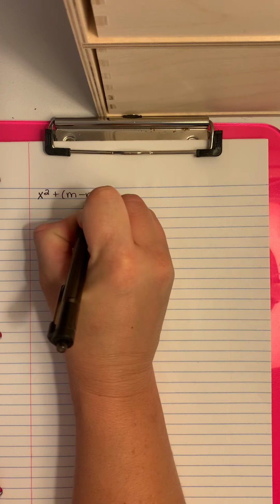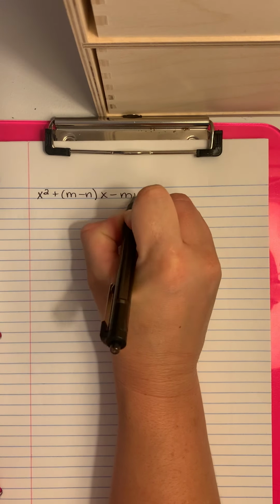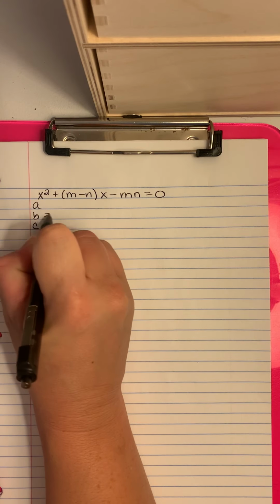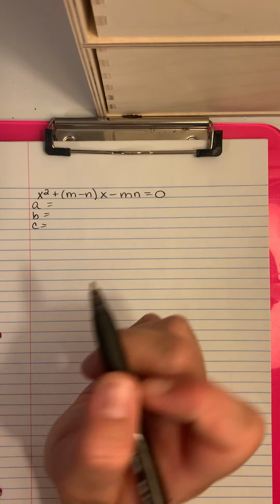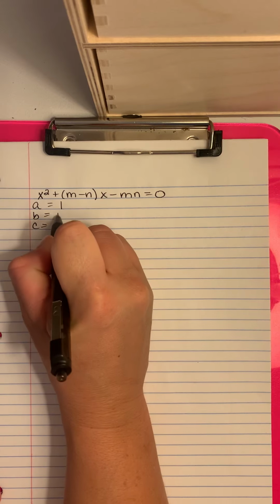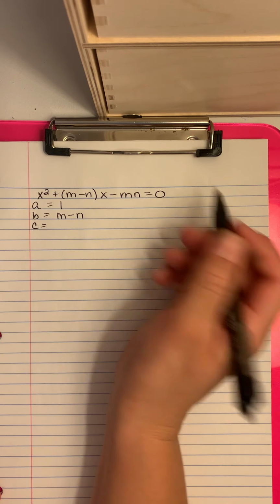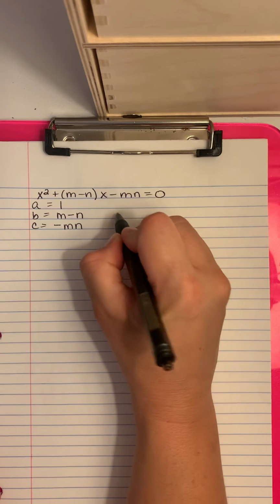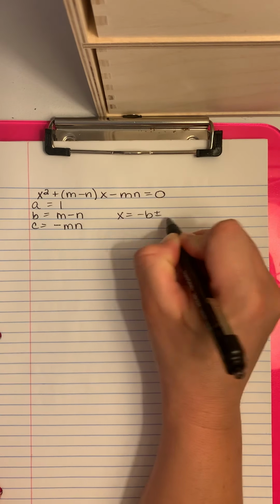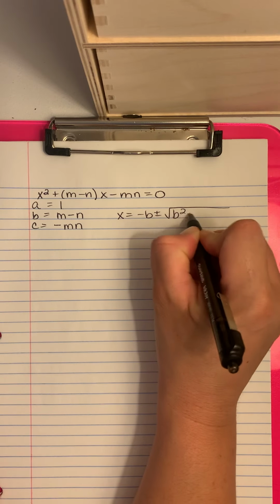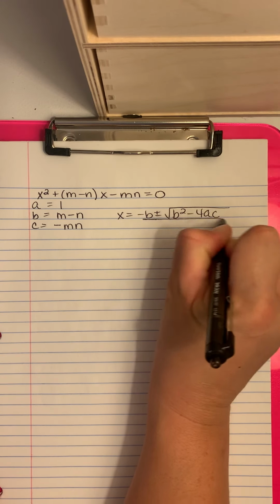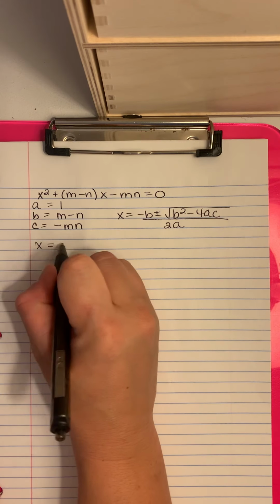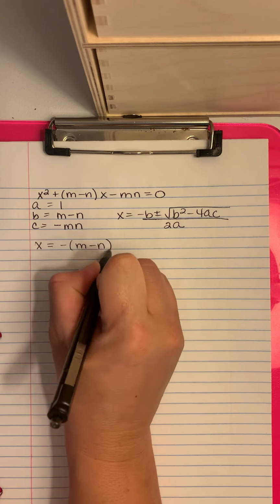And we're going to go ahead and identify which numbers represent A, B, and C. So A in this case is 1, B is m minus n, and C is negative mn. Using the quadratic formula, I probably have this memorized at this point. So now we'll just fill it out the way I see it.